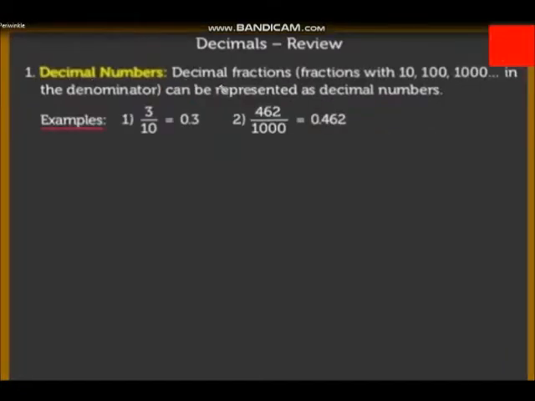So decimal numbers, that means decimal fractions, fractions with 10, 100, 1000, 10,000 and so on in the denominator can be represented as decimal numbers. So जिसके denominator में 10, 100, 1000, 10,000 and so on जो ये होते हैं यानी power of 10, ये अगर डिनोमिनेटर में होंगे सो वो सब नंबर्स क्या होते हैं डेसिमल नंबर्स. For example 3 upon 10 so we will write it as 0.3. 462 divided by 1000 so it will be 0.462.